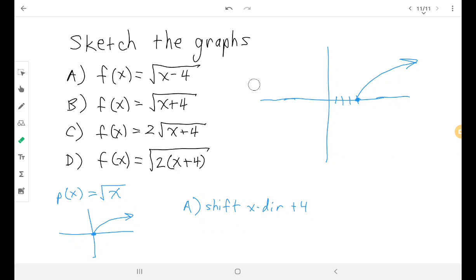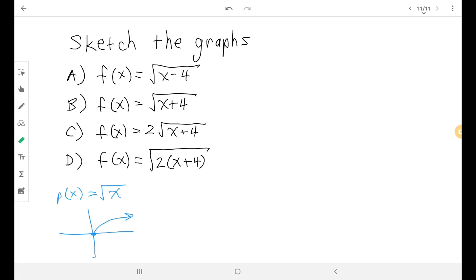Okay, so let's look at B now. And let's see what happens with B. Here again, no negatives, no multiplication, so no flipping, no stretching or shrinking. But we do have adding 4 grouped in with the x, so there's a shift because we've added. It's grouped in with x, so it's in the x direction.